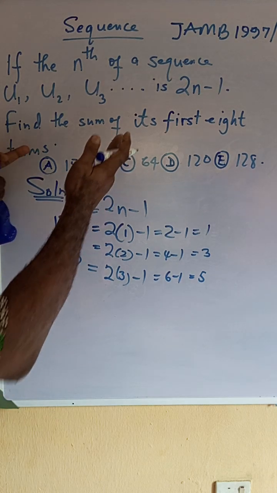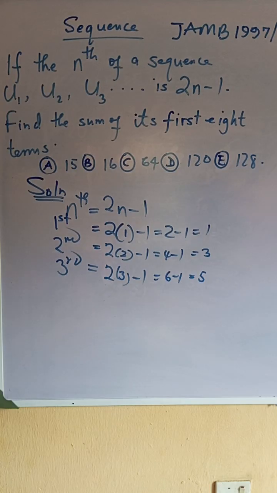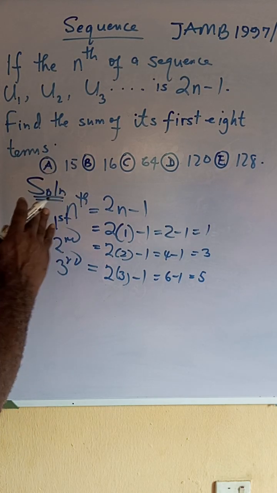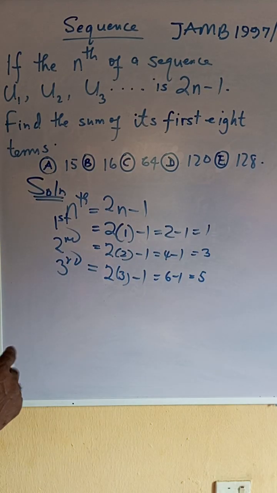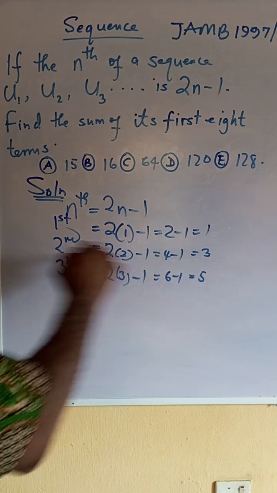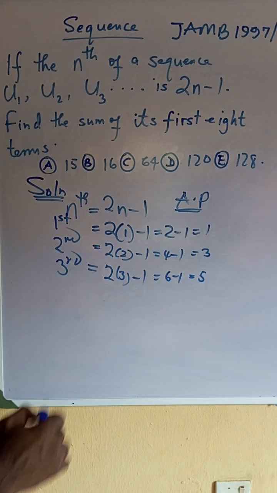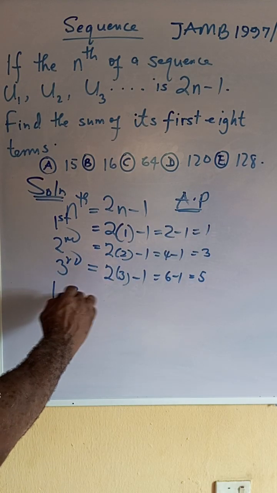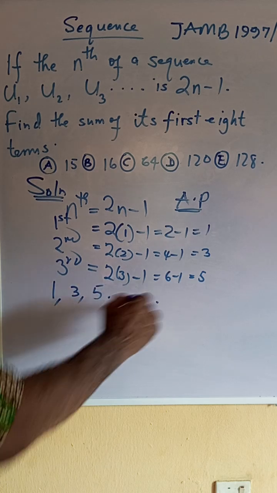we have not yet established whether this is an arithmetic progression or a geometric progression. A sequence is such that the terms involved are arranged in a definite order. Okay? So let us test for AP, that is arithmetic progression. From what we have gotten here, 1 is the first term, 3 is the second term, and 5 is the third term, and so on and so forth.